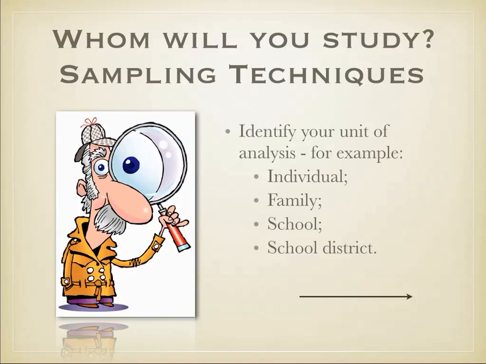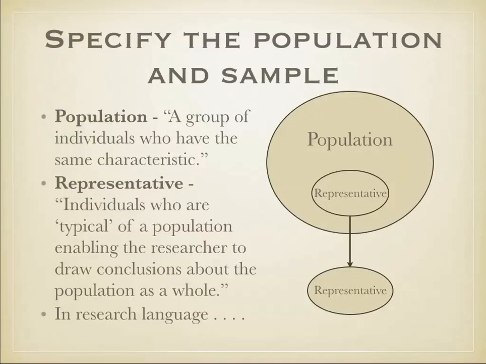So the first question that you have to answer is, who are the individuals that you're going to be studying? What is the large group that you're going to be drawing from? Once you do that, you identify what's called the population. The population are all the individuals who have a particular characteristic that you're going to be studying. Very seldom are you going to be able to study the whole population, so you want to get a representation from that population group that you are going to study.